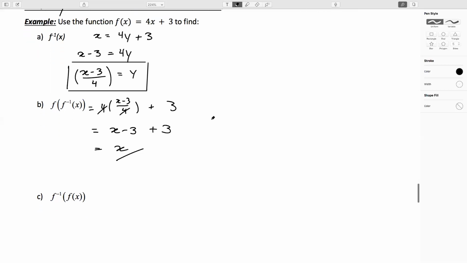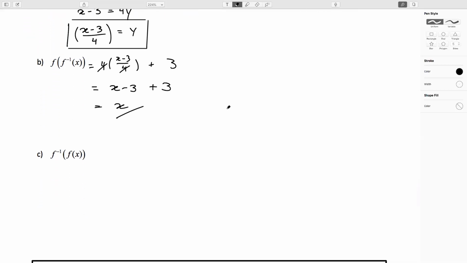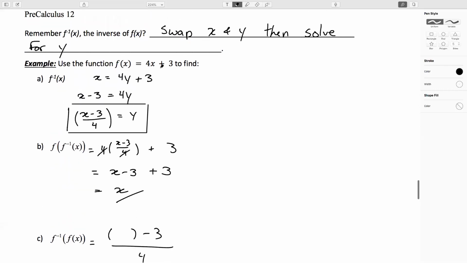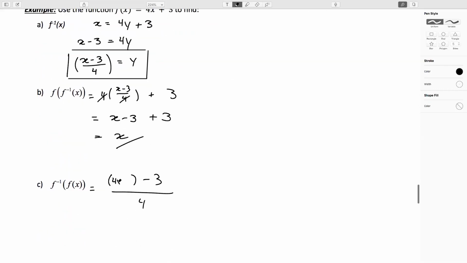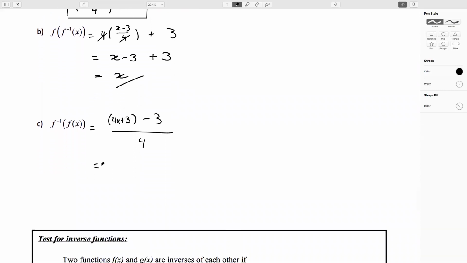We're going to now work the other direction and go f inverse of f of x. So f inverse of x was x minus 3 over 4. So I'm going to write bracket minus 3 over 4. And in the brackets, I'm going to write f of x, which was 4x plus 3. We've got to simplify this. So 4x plus 3 minus 3 over 4. Our 3's will cancel, and we'll be left with 4x over 4, or x.